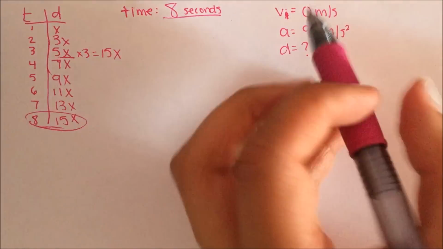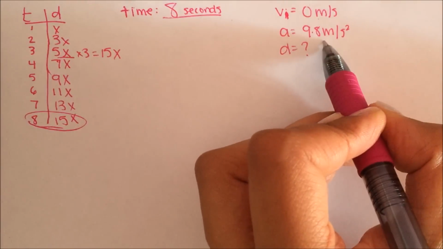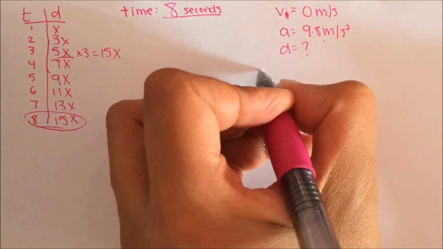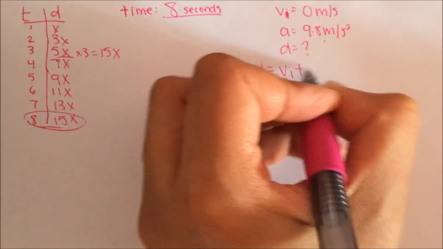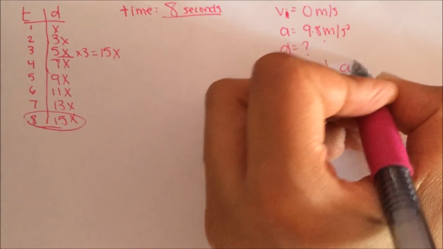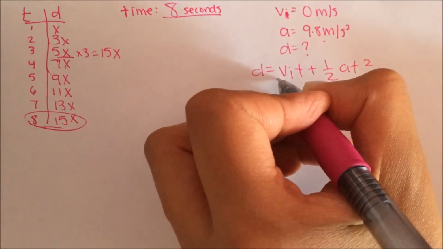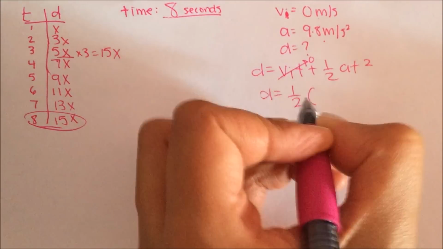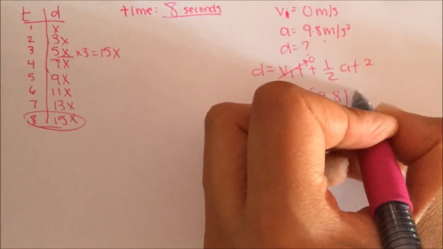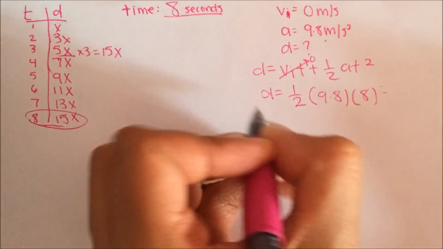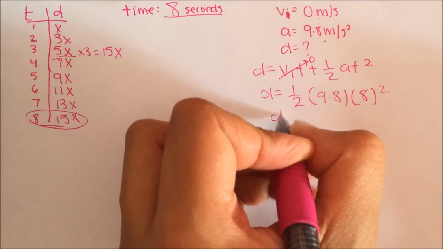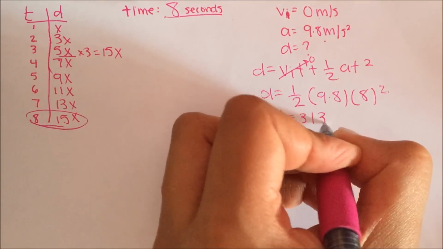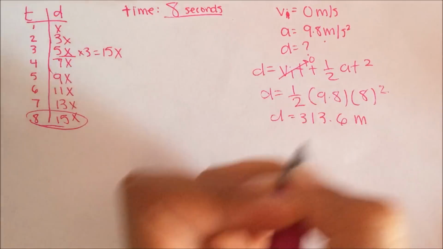And then to figure out the distance, we know the initial velocity is 0, your acceleration is 9.8 because of gravity, and because you know the time, to find the distance we're going to use this formula. And your initial velocity is 0, so that goes to 0. Distance is going to be equal to 1/2 times the acceleration, 9.8, times 8 squared. So we're going to get a distance of 313.6 meters.